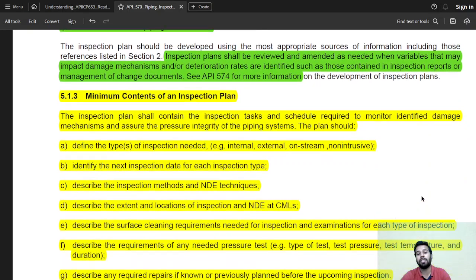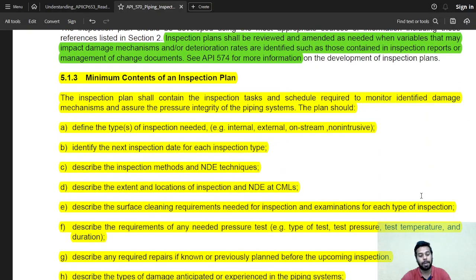So, what should be the minimum content of the inspection plan? What are the things that you should at least have in your inspection plan? The plan shall contain the inspection task schedules required to monitor and identify the damage mechanism and assure the pressure integrity of the piping system. The plan should define the type of inspection needed, that is, if you need an internal inspection, an external inspection, or an on-stream inspection or thickness monitoring. Okay.